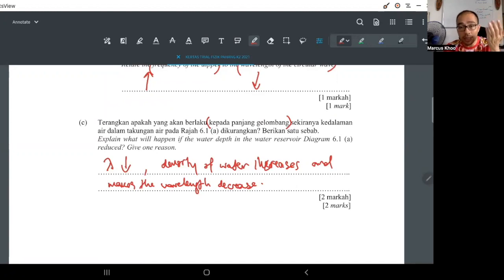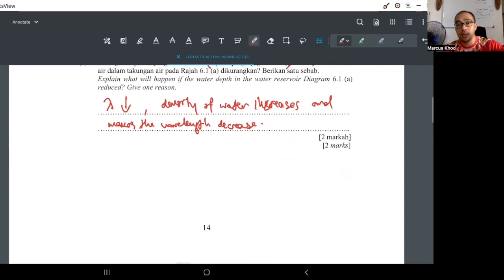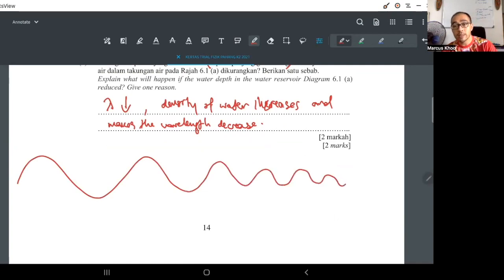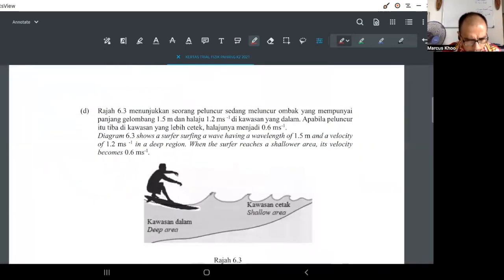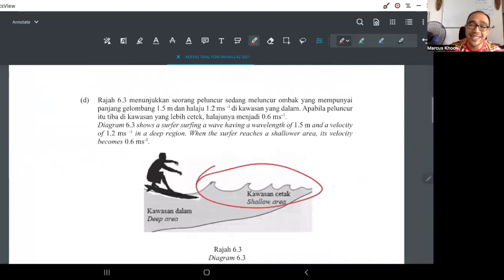So in a way, you can say that the depth is directly proportional to the wavelength. The smaller the depth, the smaller the wavelength. The more shallow the water, the wavelength becomes smaller. Just like the sea. In the middle of the sea where it's very deep, the wavelength is very big. Then as it goes nearer and nearer to the shore, the wavelength becomes smaller, because the depth of the water has decreased. That causes the density of the water to increase, which is shown by the shallow area.